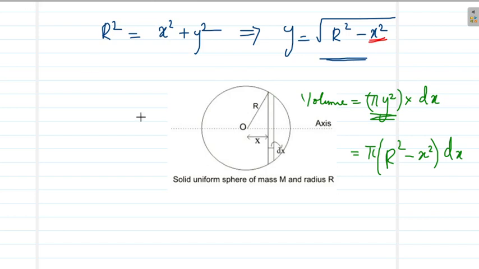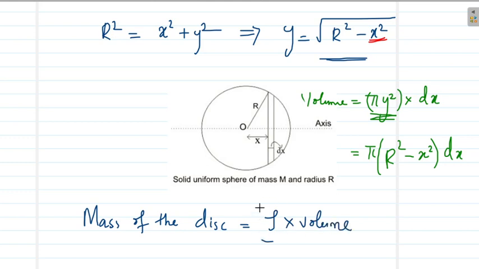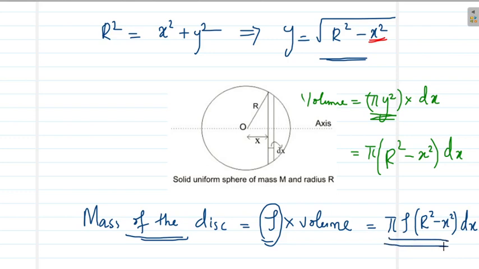Now, if you are given the volume, you can calculate the moment of inertia due to this particular disk. Therefore, the mass of the slice or mass of the disk is equal to rho into volume, where rho is the mass per unit volume. Multiply by volume, you will get the total mass of the disk. So that is equal to pi rho into r squared minus x squared dx.